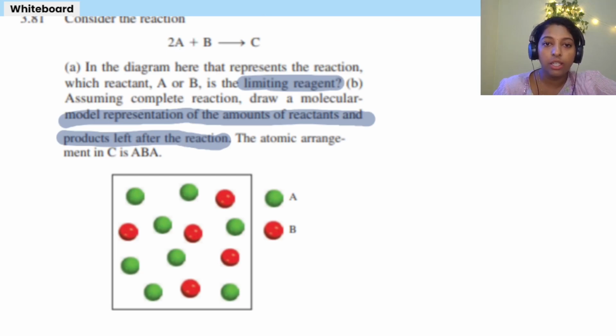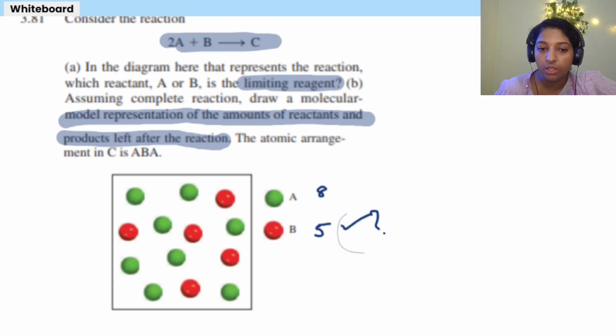So see the equation, 2A plus B gives C. Looking at just the numbers, the green balls are A, the red balls are B. See the number: 1, 2, 3, 4, 5. There are 5 B's, and the A's are 1, 2, 3, 4, 5, 6, 7, 8. 8 A's are there. So can we say B is the limiting reagent? Is it? Yes? No? Okay. So we can't say that, that is not the criteria.